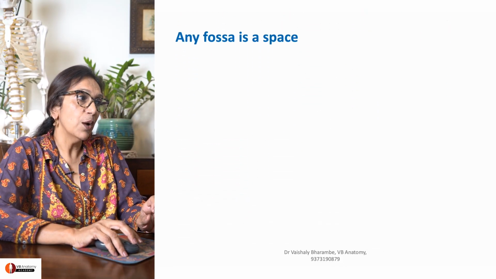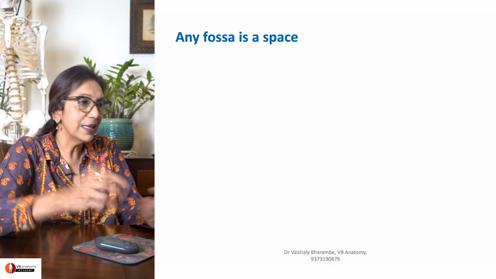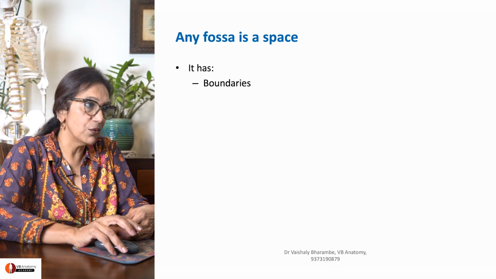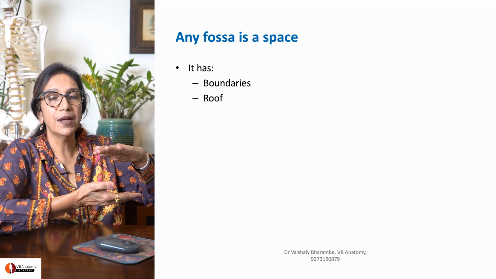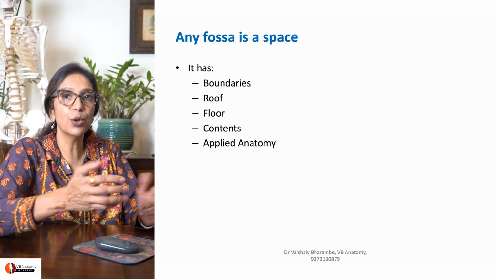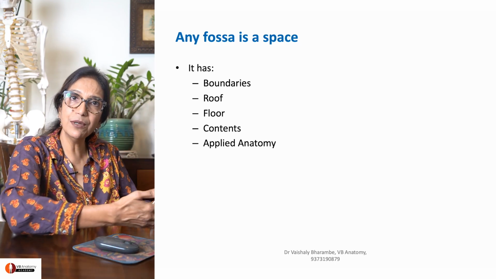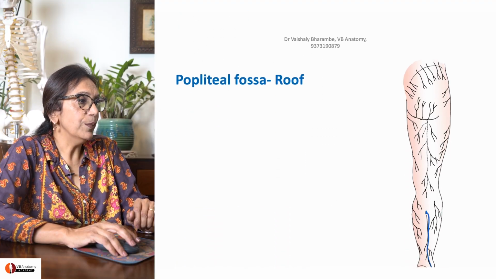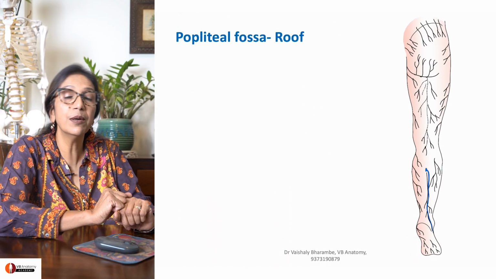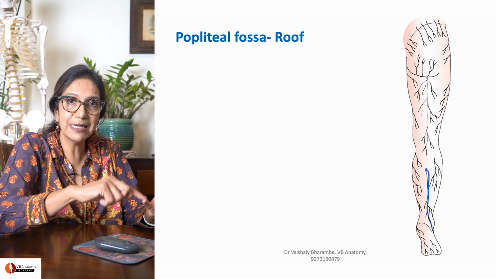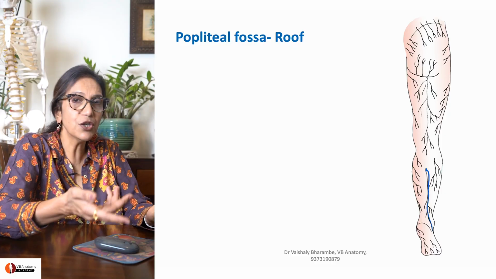Okay? Now, any fossa, what is it? A fossa is a space. That means it has got boundaries like we just did, but it has also got a roof and a floor. And then it has got contents and then the applied aspects of the contents. So that's how we're going to study it. Okay. So boundaries are done. Let's go to the roof. Feel the popliteal fossa in you. Come on, feel it. It's covered by skin. If there is skin, beneath skin, what should you have? Superficial fascia.